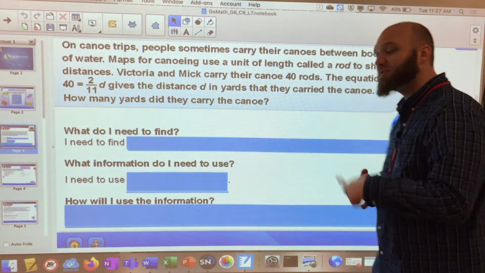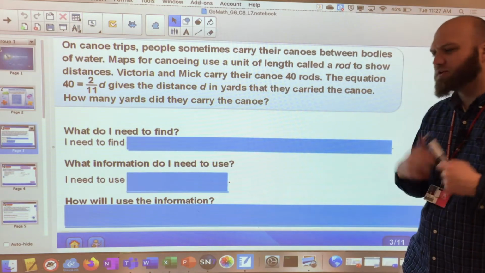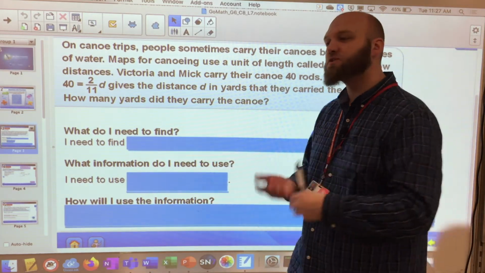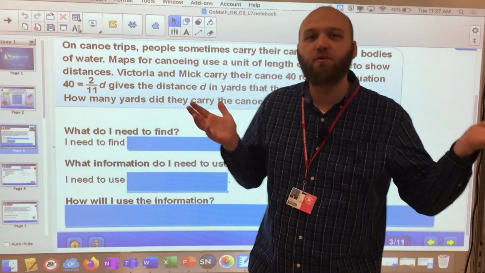Okay, so this is Go Math, and we are on Unit 8, lesson 7, and we're doing the exact same thing that we had been doing up to this point, which is inverse operations. We're solving equations to find a number we don't know yet. That's really all we're talking about.